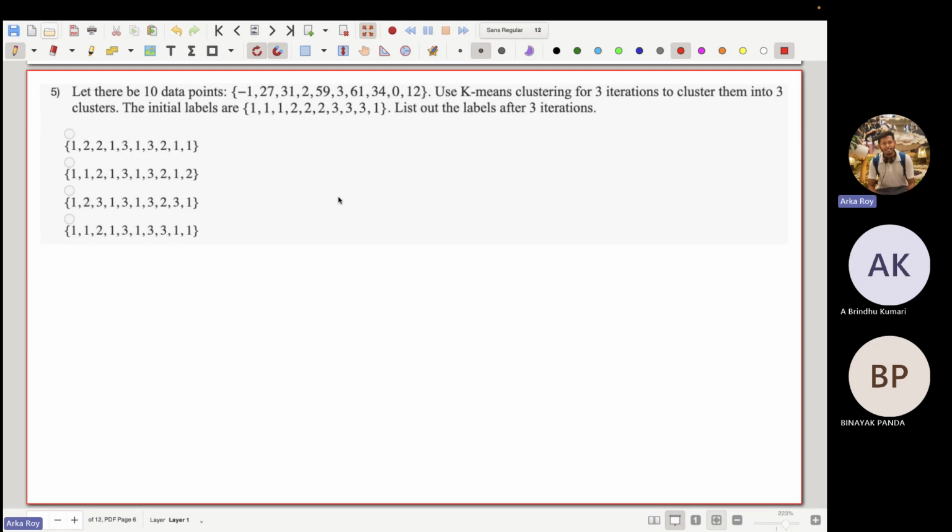The initial labels have been given. So they have given the initial labels to start with. So you have 3 particular groups, group 1, group 2, and group 3. And they're asking that after 3 iterations using k-means clustering, what would be the labels?